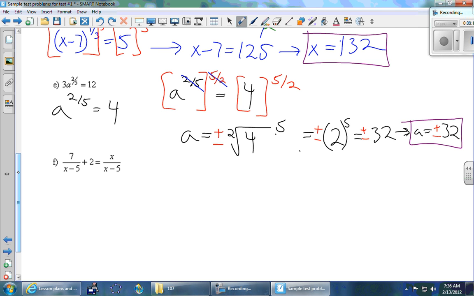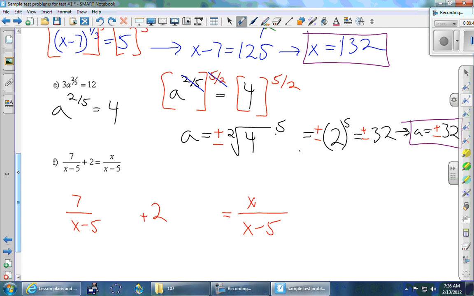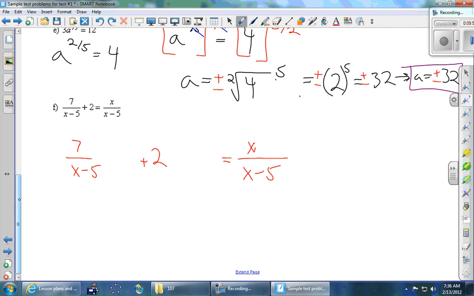Finally, part F, 7 over x minus 5, all plus 2 equals x over x minus 5. Okay, my preferred technique for this kind of problem is to multiply all the terms by the lowest common denominator. So I'll copy everything again, leaving some space next to each term. And we're going to multiply all the terms by x minus 5. So multiply both sides of this equation by x minus 5. So I'll put an x minus 5 here, put an x minus 5 here, and then I'll put an x minus 5 over here.